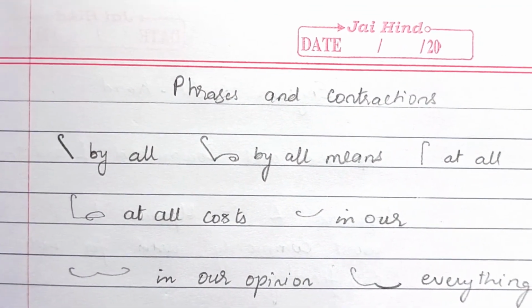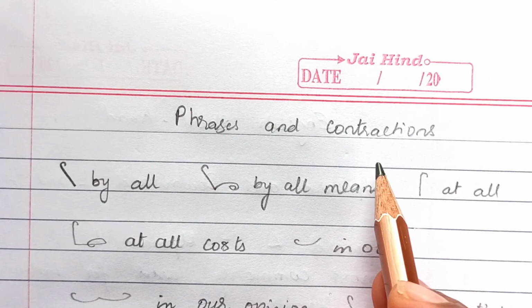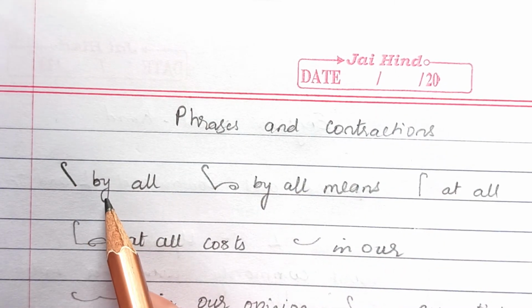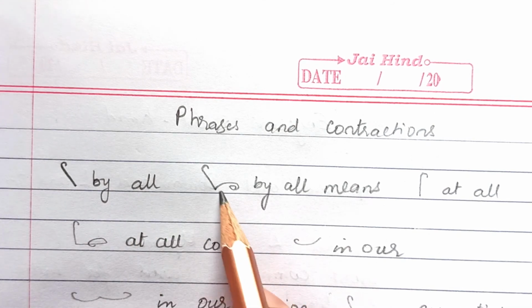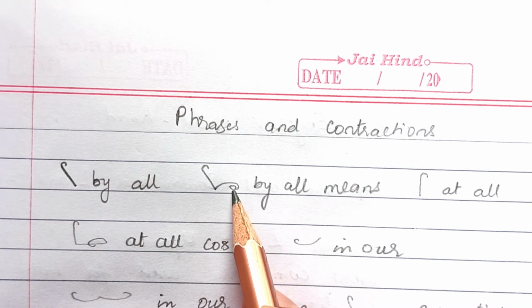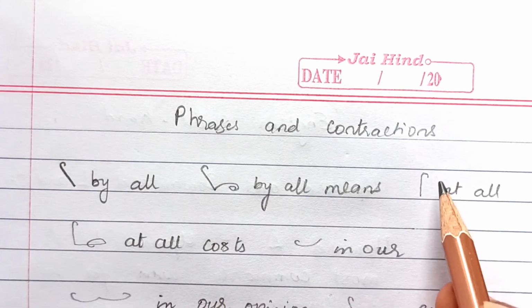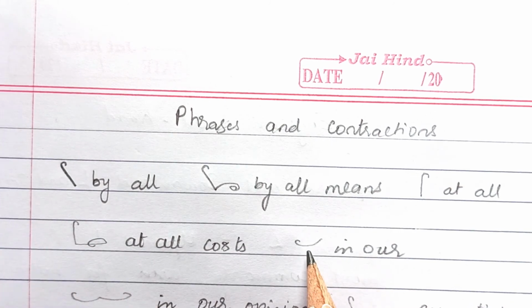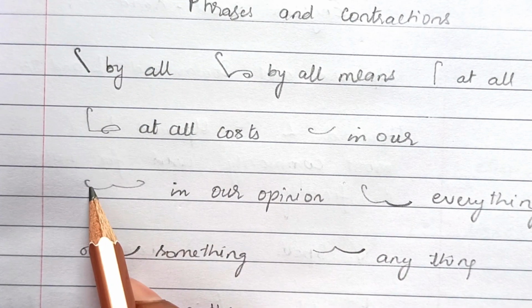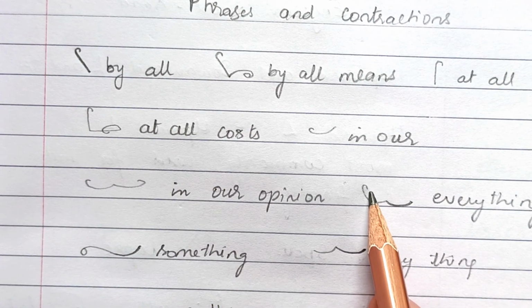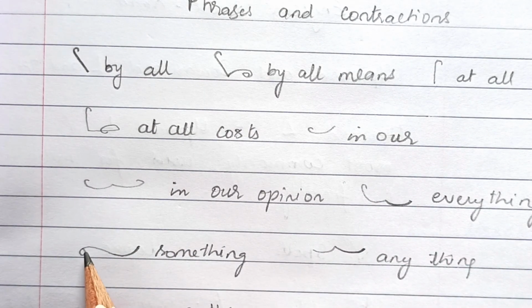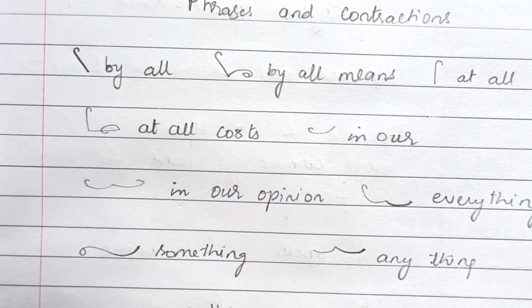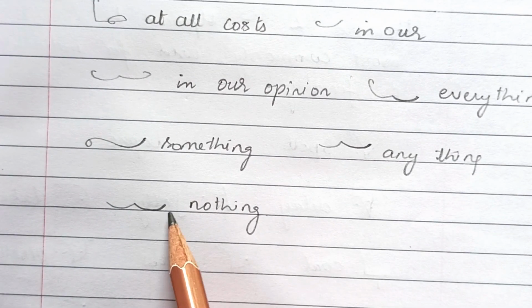In today's class, we shall study some of the phrases and the contractions. Ball above the line comes by all. When M, the hook N and circle is joined, by all means, at all costs, in our opinion, everything, something, anything, the same on the line becomes nothing.